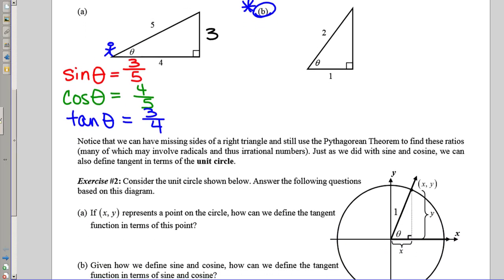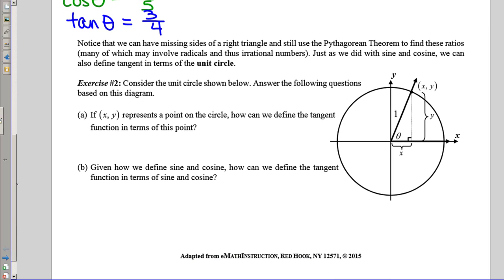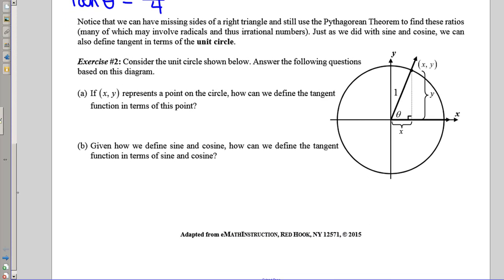Okay, now that you've completed B, we're just going to talk about a couple of things, and we're going to try another example. So obviously we can find the missing sides of a right triangle using the Pythagorean theorem. Some of you just use your ratios that you remember from geometry, whatever is comfortable for you. But just as we looked at sine and cosine in the unit circle, we can define tangent in terms of the unit circle as well.